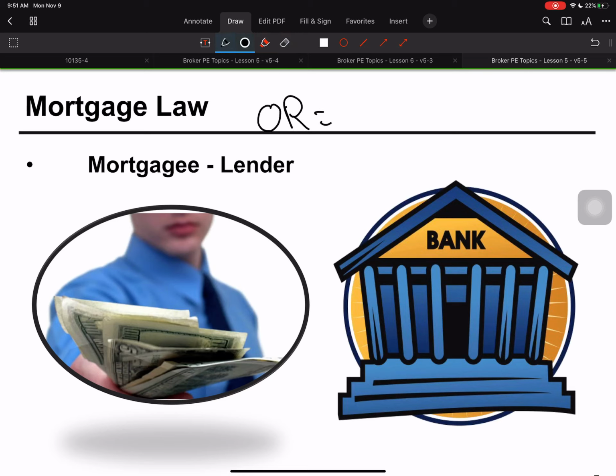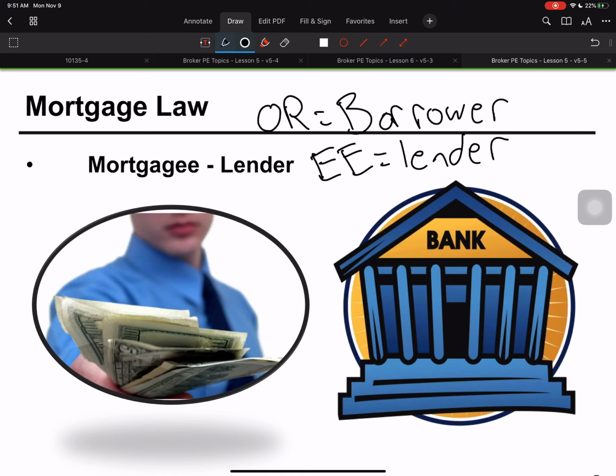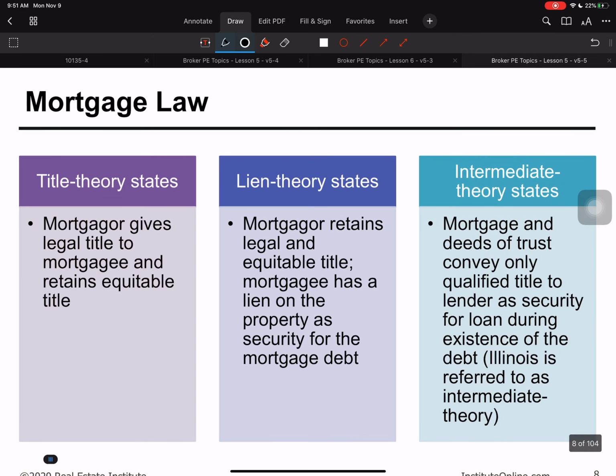So things to remember: OR equals borrower, and EE equals lender in this situation. You'll see me switching back and forth when we're reading things out loud. I'll cross out mortgagee and then follow it with lender. That way we get in the habit of understanding who is who, and we don't get confused when it comes to the exam.